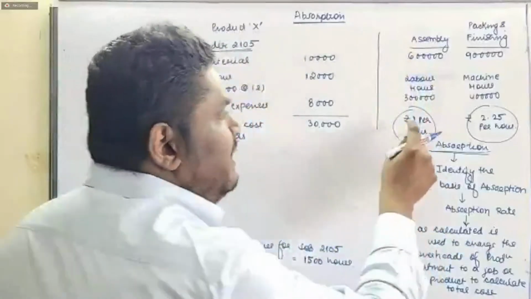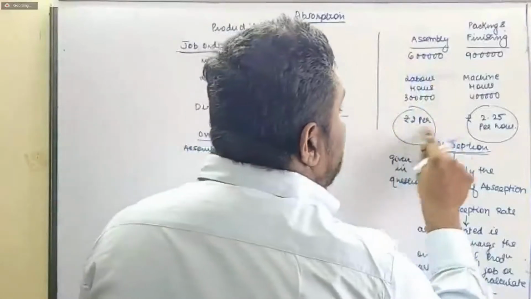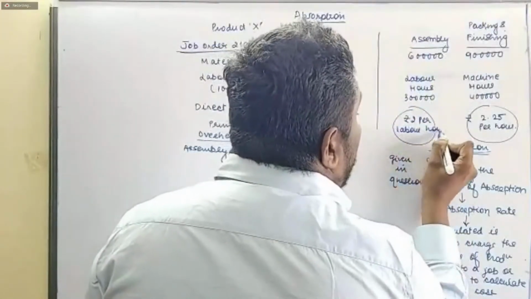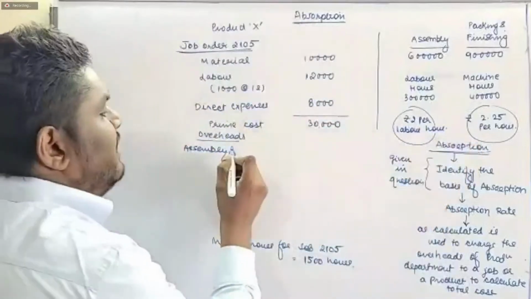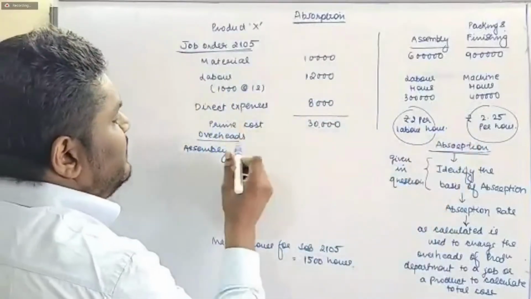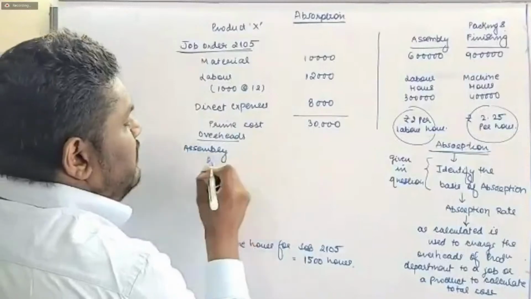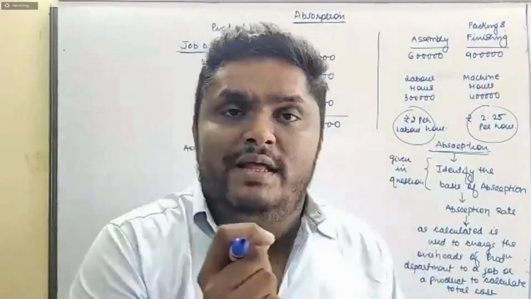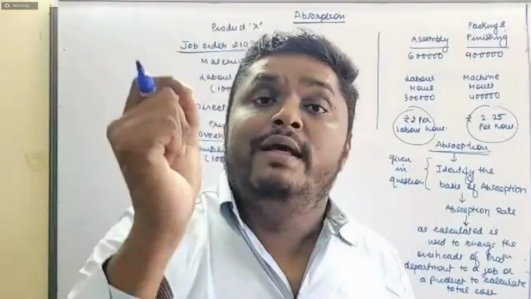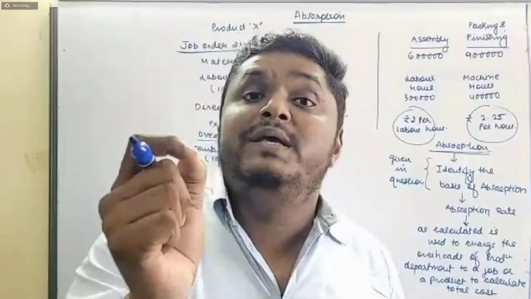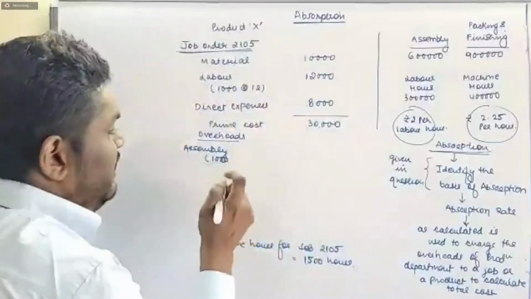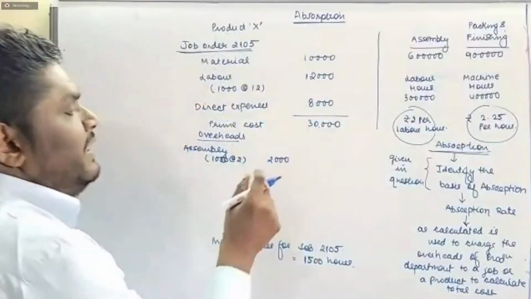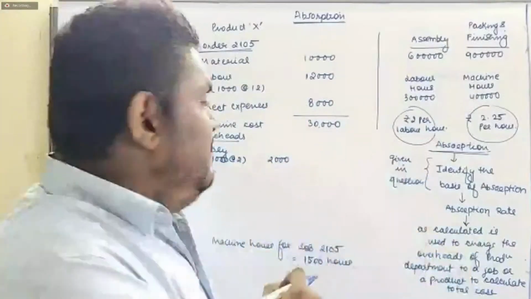So herein we have got the rate ₹2 per labor hour. So herein in this job, the labor hours that were dedicated were how much? Very simple guys, 1000 hours. And as we have already calculated, the cost of assembly is ₹2 per labor hour. So herein we'll apply the rate here and we'll get the overheads that can be charged to this job.